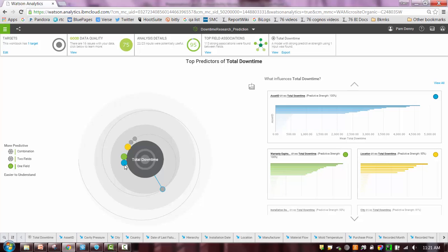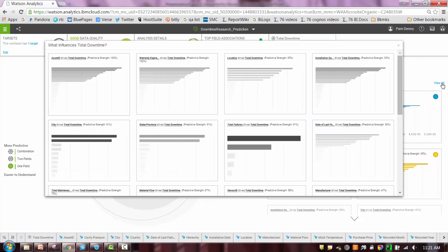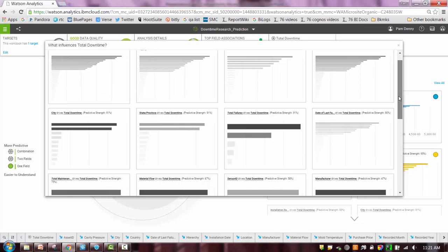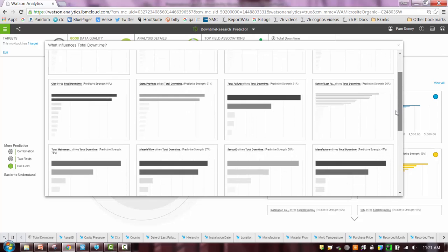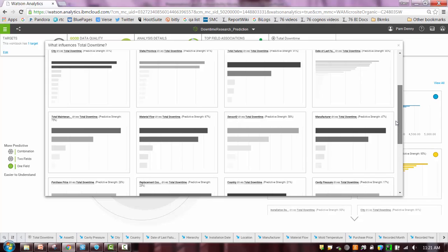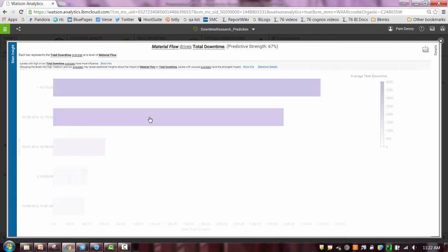Watson is going to tell you the top 5 influencers that you can see here. And I see things like asset and location. But she wants to look at all of the components to see if maybe there's something that isn't as expected, one of those data outliers that might help her understand downtime more. And she can scroll through each one of these, and they're ranked or shown or displayed in order. And all of a sudden, this one here draws Liz's attention: material flow.